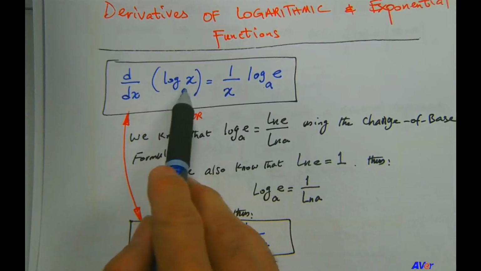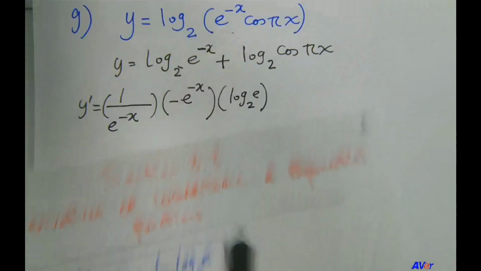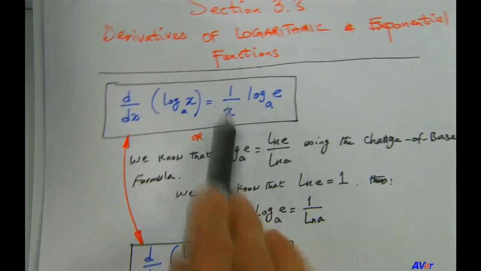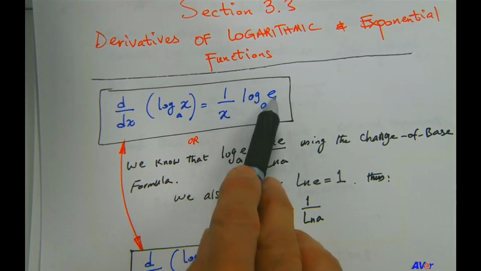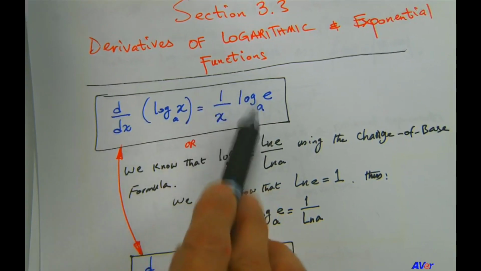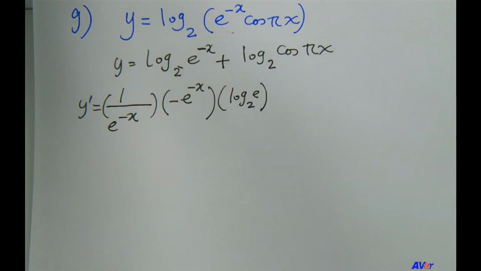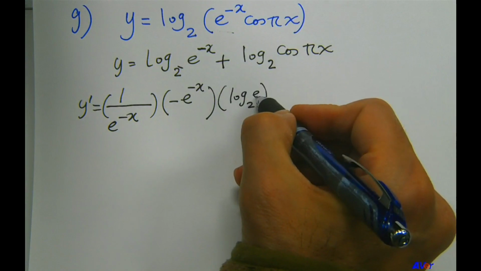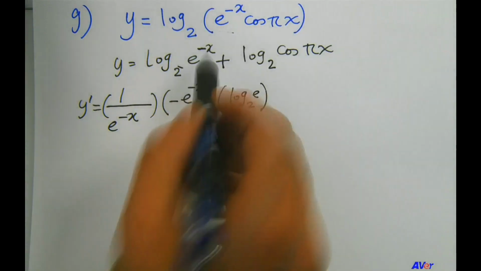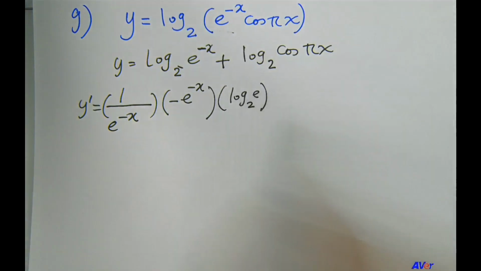The derivative of log of some expression to base a is 1 over that. We already did that. 1 over e to the minus x. We already did that. Times log of e to base a. Okay, so I'm using this very first formula we talked about. That's that. And this, of course, comes in because of the chain rule. 1 over that times the derivative of that, because that's its own function, times the log of e to base 2.